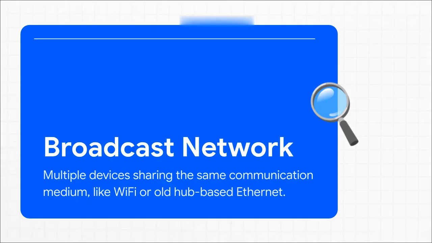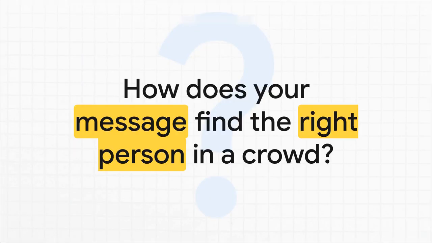It's one big shared medium. And it was the same for old-school Ethernet that used a clunky device called a hub. So this begs a really important question. If you shout a message into that crowded room, how in the world do you make sure only the person you want to talk to actually listens and responds? You can't just yell, "Hey, you," right?